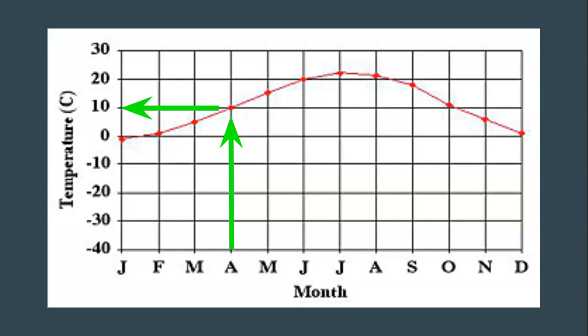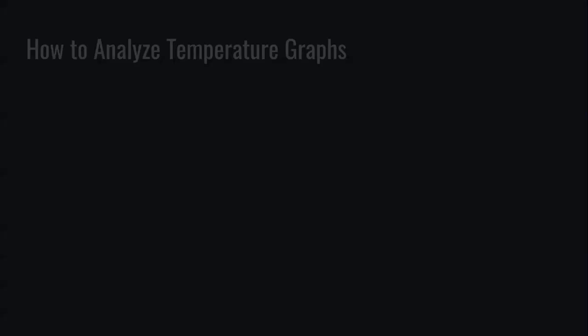I could also ask the opposite question. For example, which month has a temperature of 20 degrees Celsius? Again, you would look at the 20 degrees Celsius and read across until you hit the line. And this time you would simply look down to see that June has a temperature of 20 degrees Celsius. So that's the basics of how to read a temperature graph, but how will it be used when we're talking about climate?